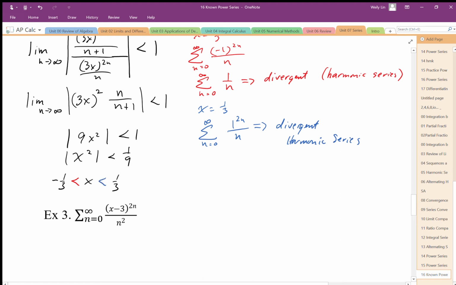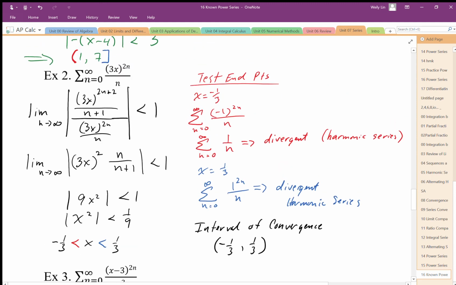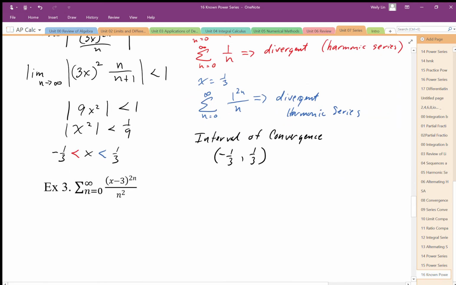So then our interval of convergence is going to be from negative 1/3, not including, to positive 1/3, not including. So whatever function this mimics, it's only going to be good in that interval, and it'll do a good job in that interval, but once we get outside that interval, it's no good.